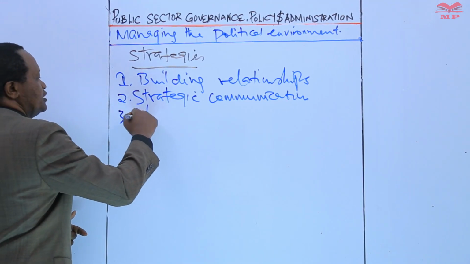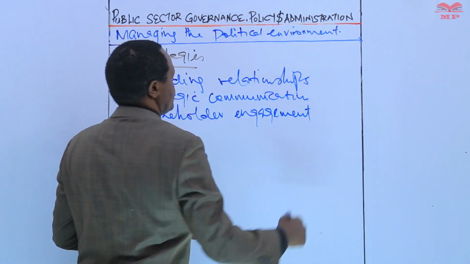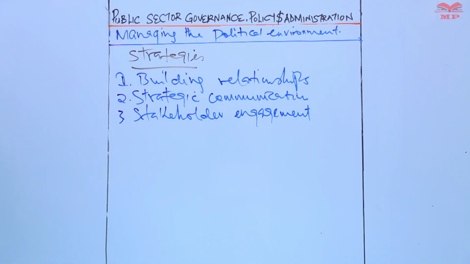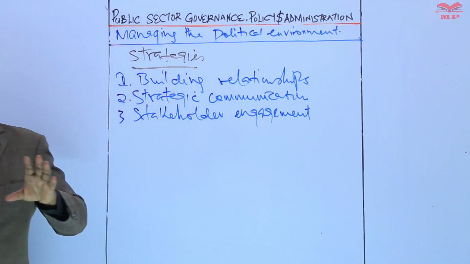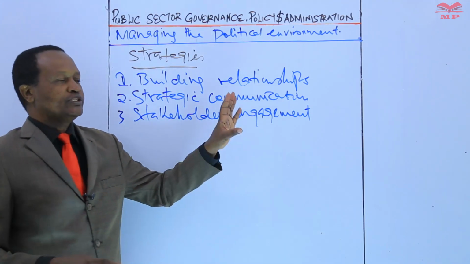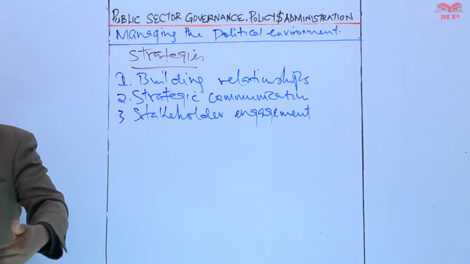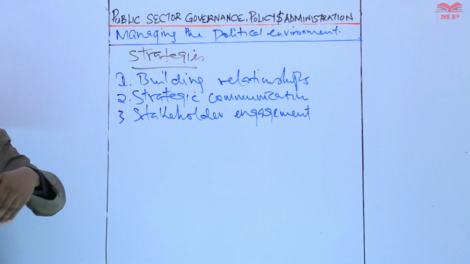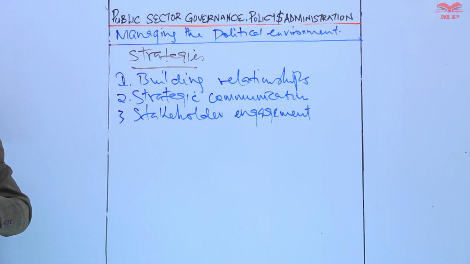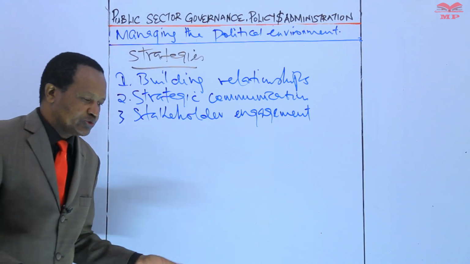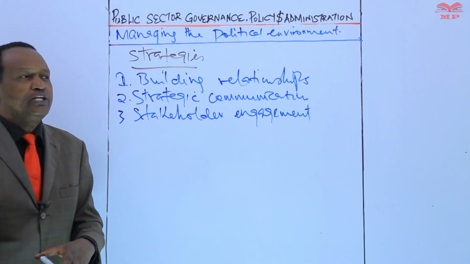The third strategy is stakeholder engagement. Stakeholder engagement means identifying and also involving relevant stakeholders in policy-making processes, which is crucial for building legitimacy and ensuring that diverse perspectives are also considered. And that can be achieved through consultations, through public hearings, through advisory committees, and also other participatory mechanisms.